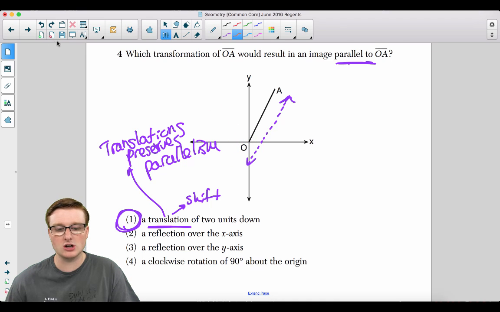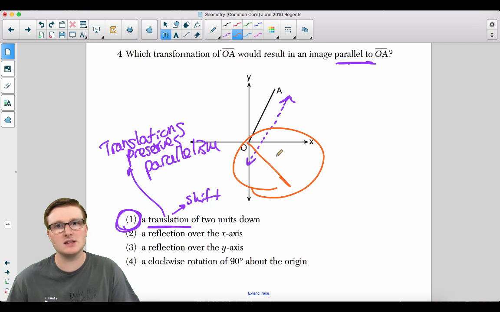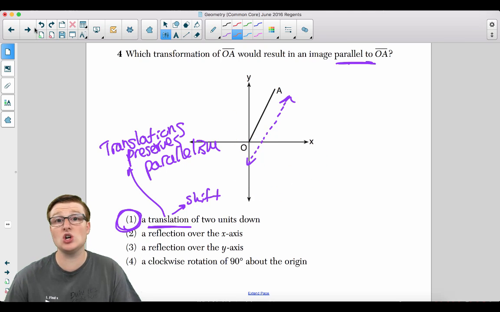A clockwise rotation of 90 degrees about the origin. Again, that's somewhere in this quadrant. I don't know where it is, but it's somewhere in this quadrant. Again, it's intersecting. They're not going to be parallel. So choice 1 is the only one that would work.